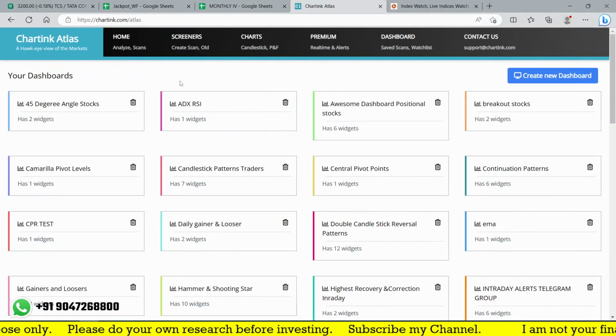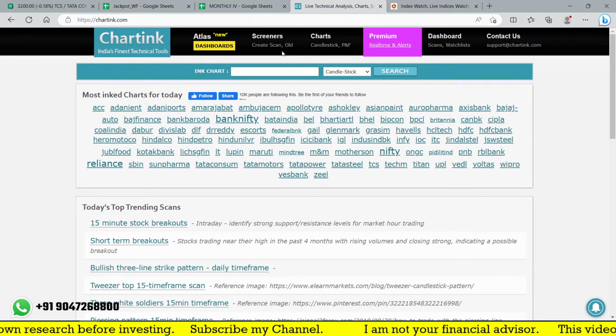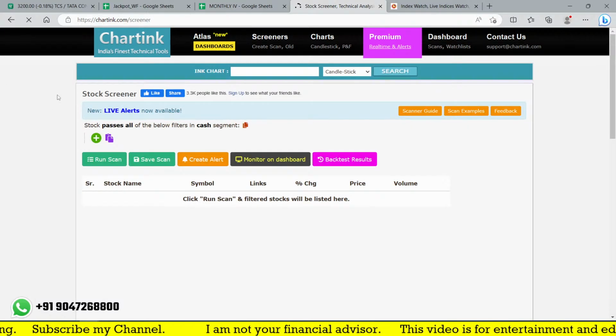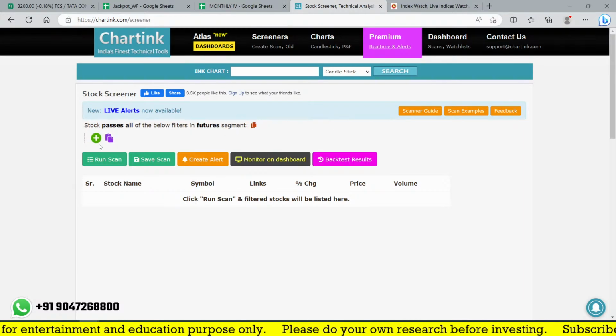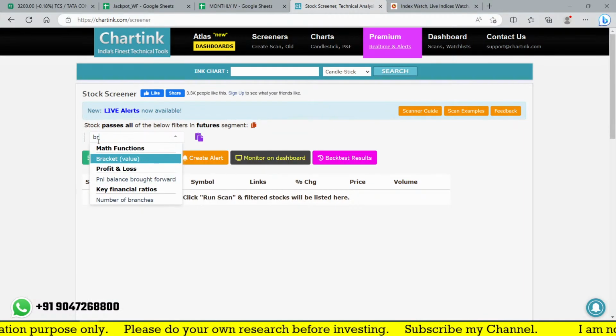So let me create that one simply. I just go to create a hammer on the 15 minutes time frame, and you need to decide the wick and lower wick, higher wick, everything we can focus. I just go for a bracket.